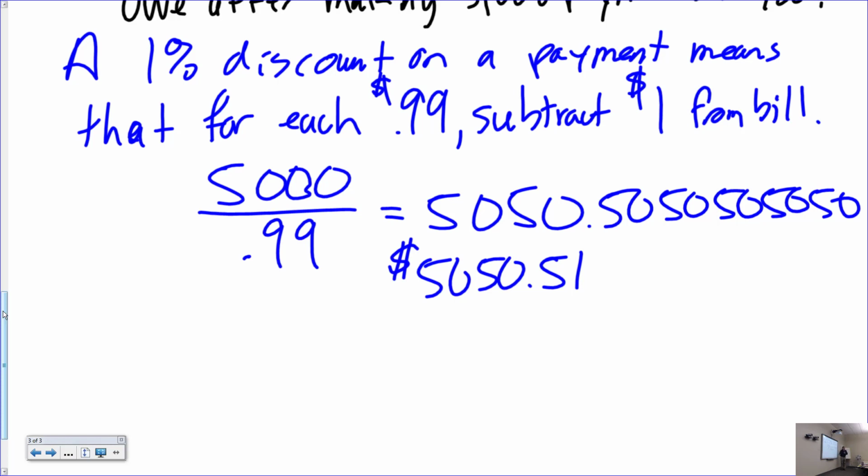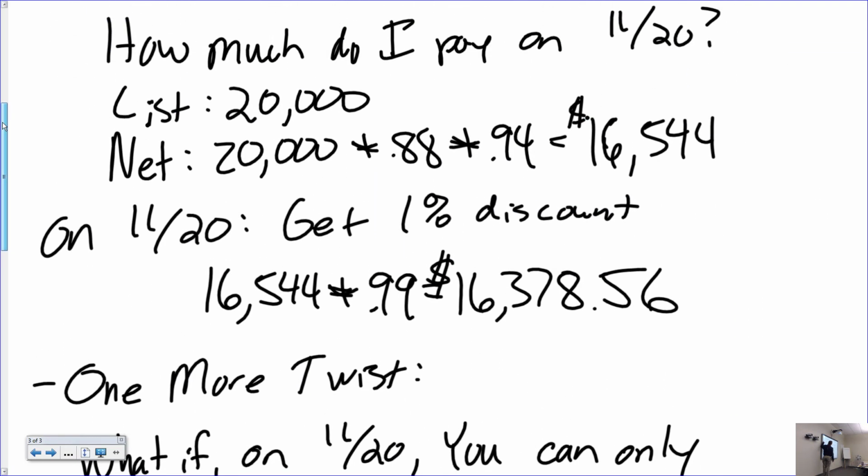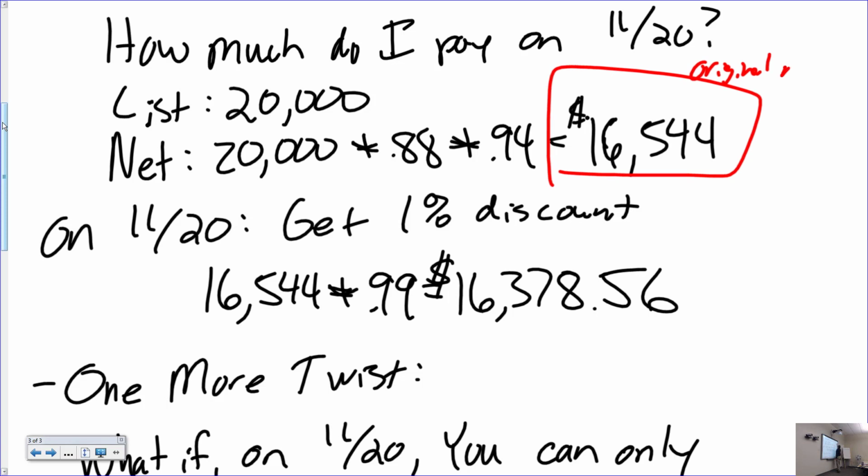Now, where do I subtract this from, though? The 20,000 for the 16,378.56? That's if I paid the entire thing and got my 1% discount. I didn't have that. Oh, that one. You have to use the original due amount, right? You have to go back to the net price to determine where to subtract it from, and how much you owe after you're done. So be a little bit careful with that one.